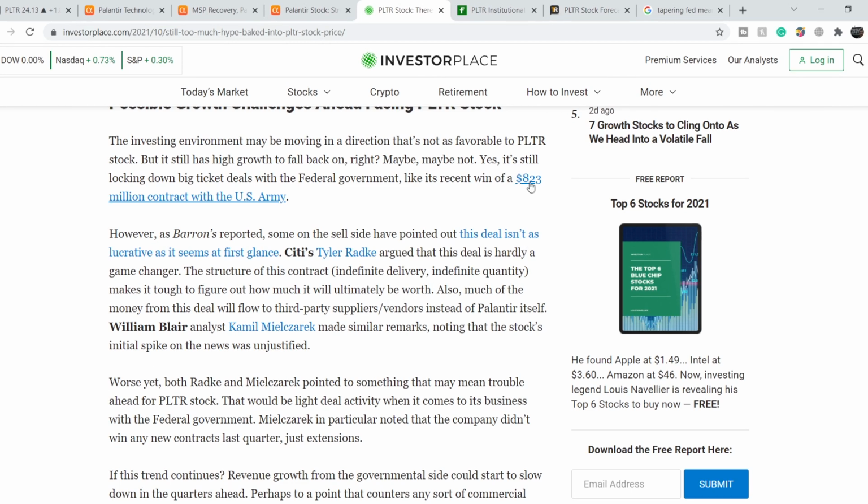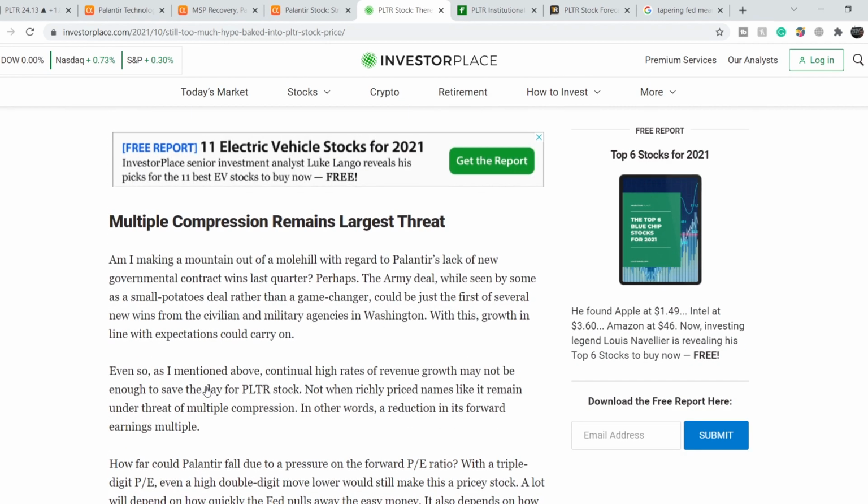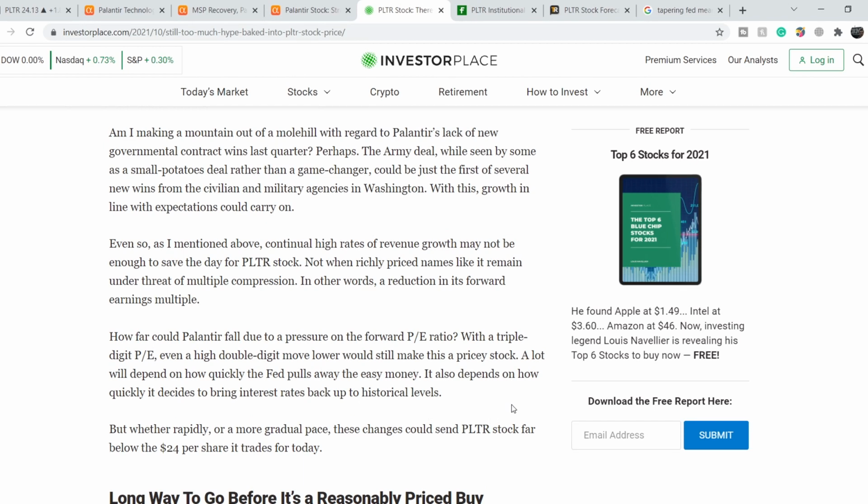And the author of this article argues that Palantir doesn't have lucrative contracts. Even this $823 million contract with the US Army, the recent contract, is not so lucrative. And on top of that, the author anticipates a tapering. And this also means that Palantir might be hit by this action.